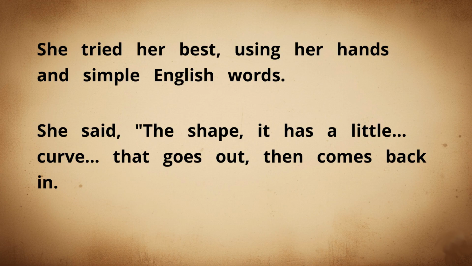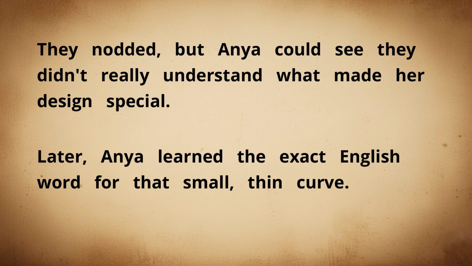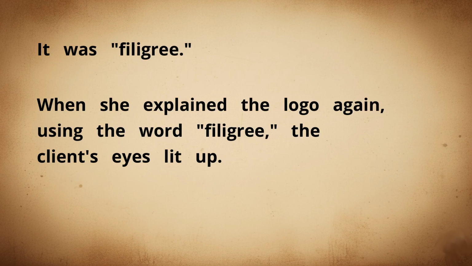She said, "The shape, it has a little curve that goes out, then comes back in. It is like a gentle wave." The client looked confused. They nodded, but Anya could see they didn't really understand what made her design special. Later, Anya learned the exact English word for that small, thin curve. It was filigree. When she explained the logo again, using the word filigree, the client's eyes lit up.